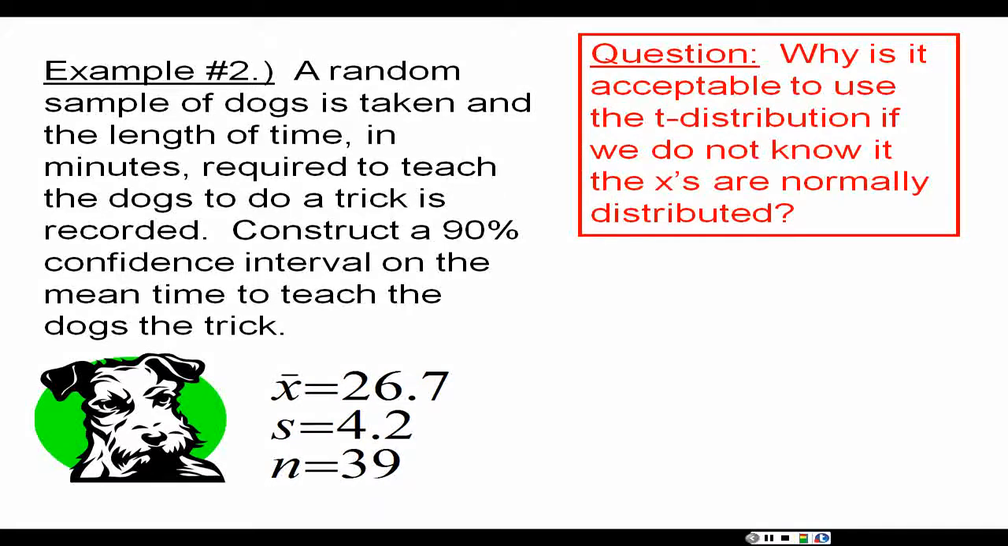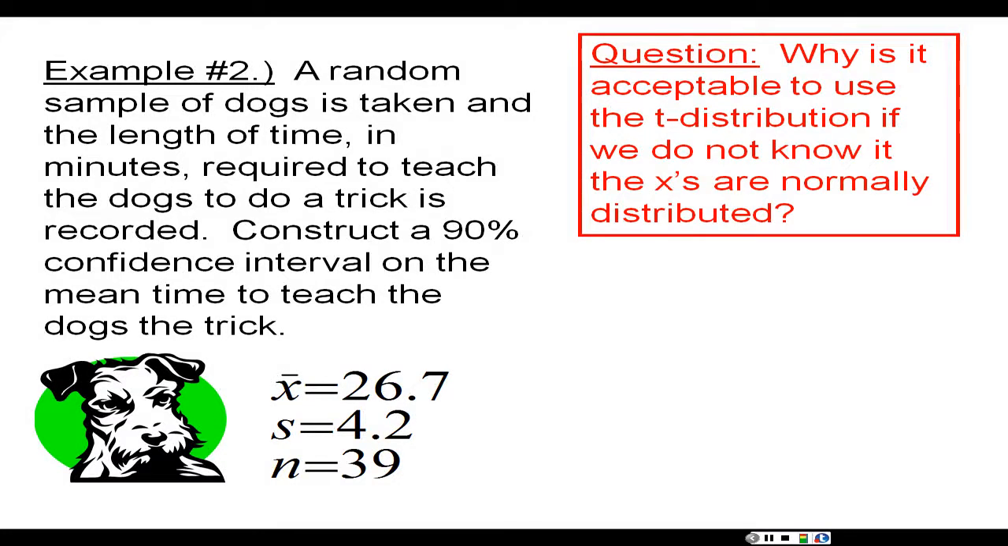Okay, well, we have to look for certain things. We have to look for our sample mean, which was 26.7. We look for our sample standard deviation, which is 4.2, and then we look for our sample size, which was 39. Now, does it say anywhere in there that it's normally distributed? No.